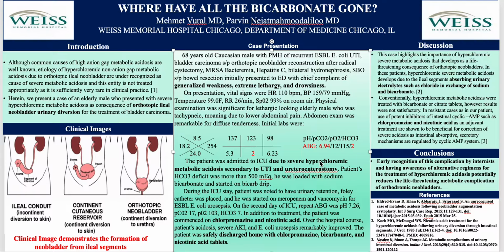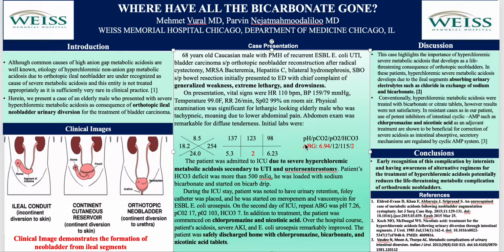His labs were remarkable for severe acidemia. Bicarb was only 2, chloride was 123, and creatinine was 6.23. The patient was initially admitted to the ICU due to severe hyperchloremic metabolic acidosis secondary to urosepsis and ureteroenterostomy. The patient's bicarb deficit was significantly high. He was loaded with sodium bicarbonate and started on a bicarb drip.